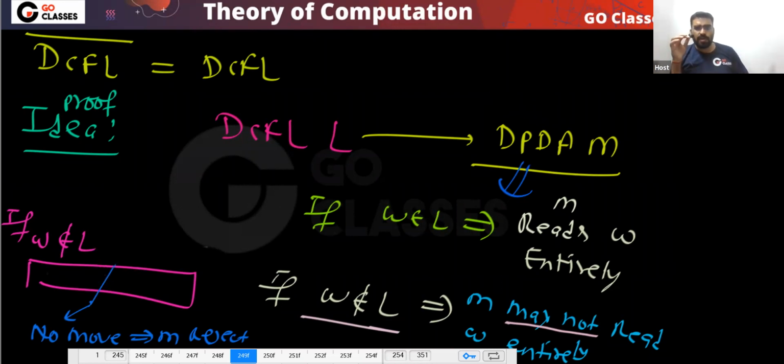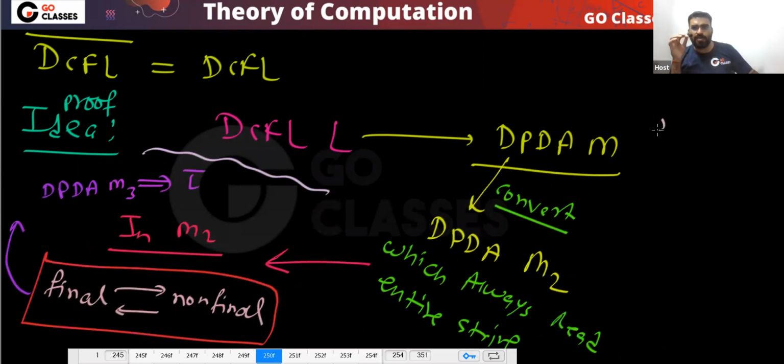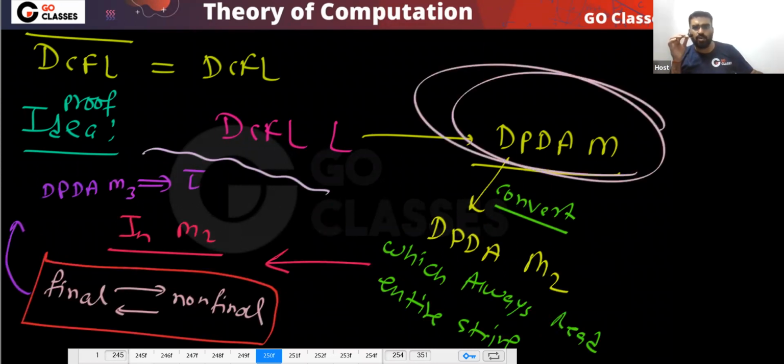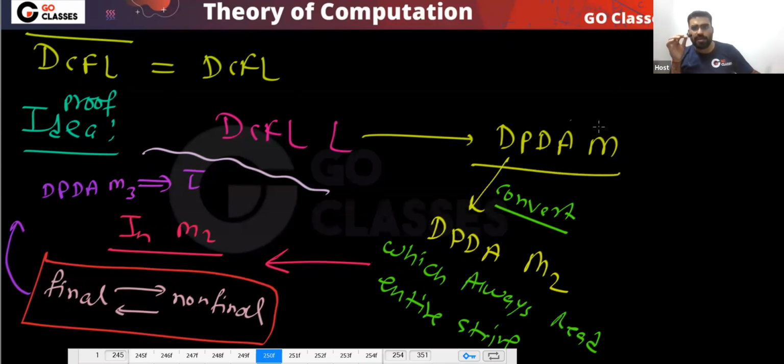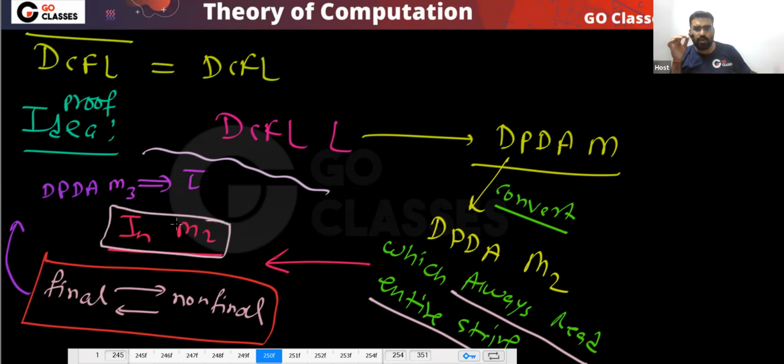So now the proof idea is this. You convert this DPDA to another DPDA, M2, which will always read the entire string. Then in this DPDA M2, you exchange final and non-final states. Then you will get another DPDA which will accept L complement.